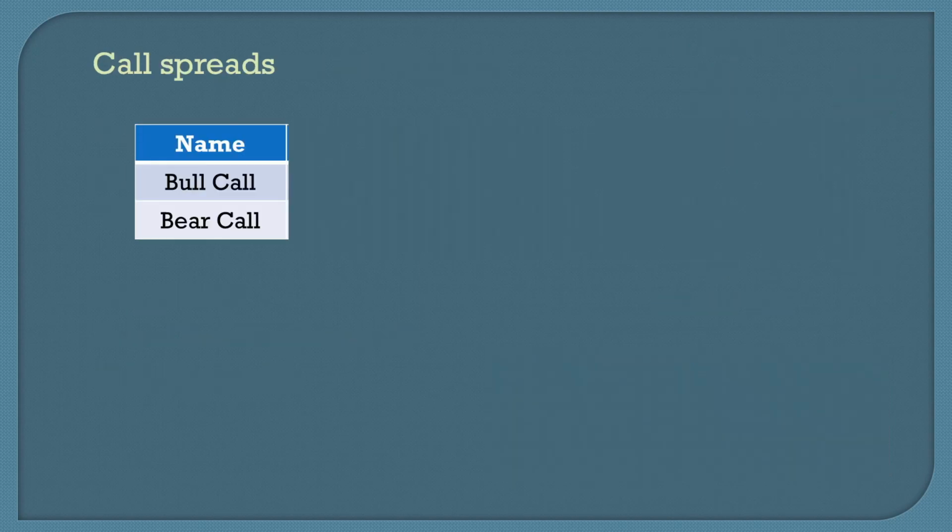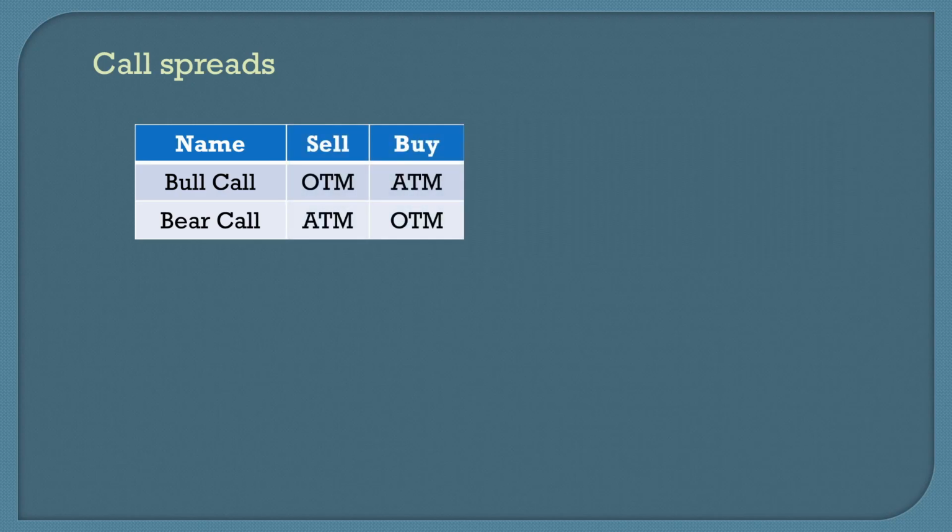Here's a summary of the call spreads that we've covered. We've looked at bull call spreads and bear call spreads. For bull call spread, you sell the out-of-the-money call and buy the at-the-money call. For bear call spread, it is the opposite. A bull call spread is a debit spread. You have to pay money to open them, while a bear call spread is a credit spread. You receive money at the start for opening them.